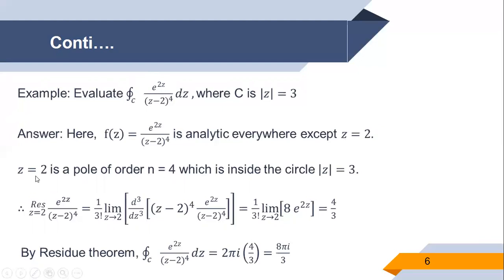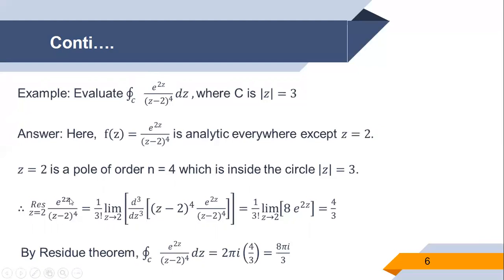Therefore, z is equal to 2 is a pole of order 4, because the power of the factor is 4. And obviously z is equal to 2 is inside the circle mod of z is equal to 3, because if we replace z is equal to 2, mod 2 is less than 3. So now we find the residue at z is equal to 2.